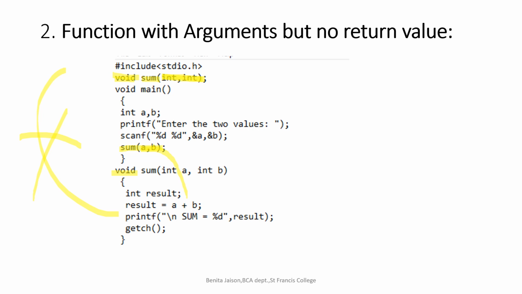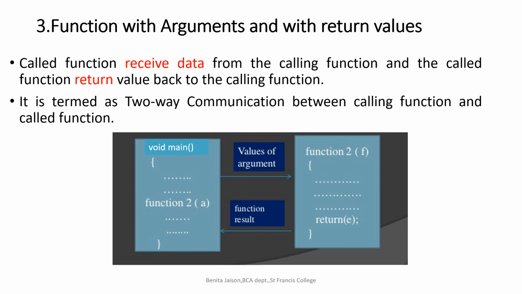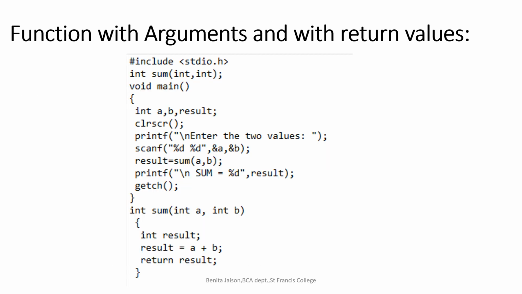Now the third category is with arguments and with return values. There is communication both ways, where the function being called gets values as arguments, and the function being called returns a value to the calling function. So there is a two-way communication between the called function and the calling function. Here in this example, sum is a function, indicated by an integer return data type and two integer values as the arguments.